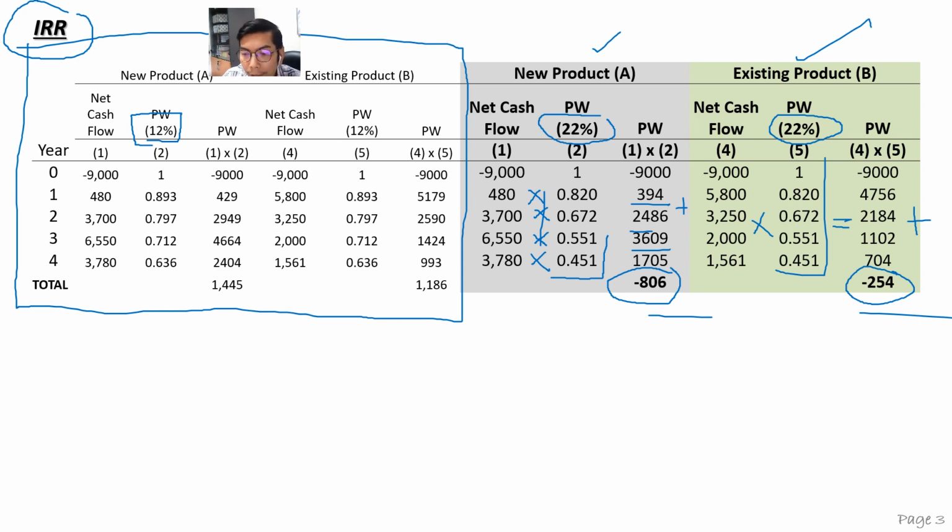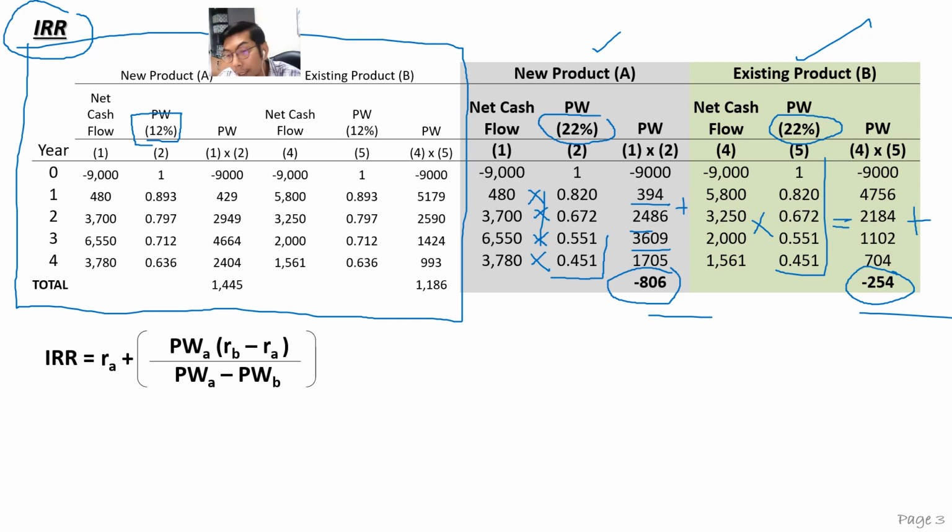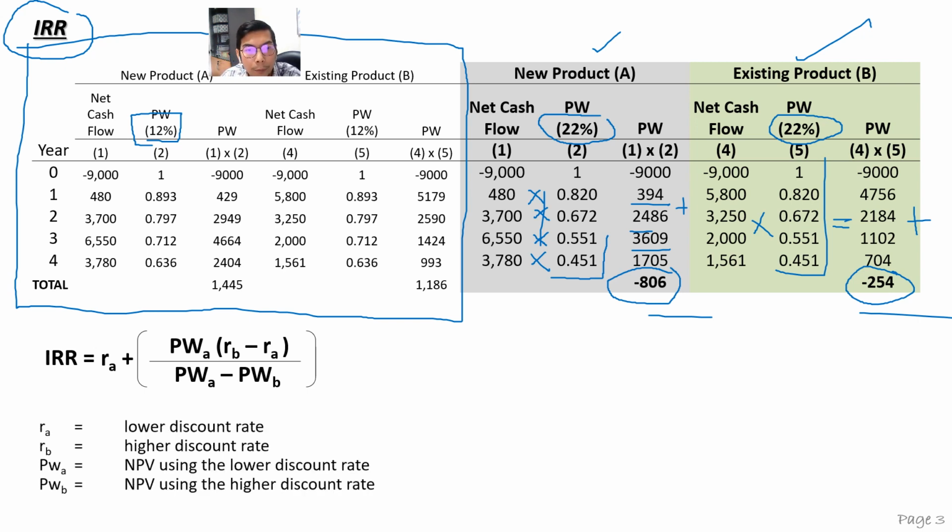So once you get that, baru you apply this formula to calculate the IRR. Okay, RA plus PWA times RB minus RA divide by PWA minus PWB. So apa dia RA, PWB, PWA ni? Okay, RA is lower discount rate. Dalam kes ni lower discount rate kita adalah 12%. Okay, higher discount rate kita menggunakan 22% tadi. Kita try and error tadi. Kita gunakan 22%.